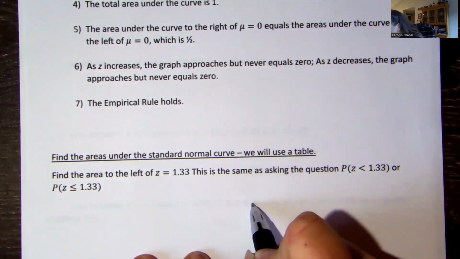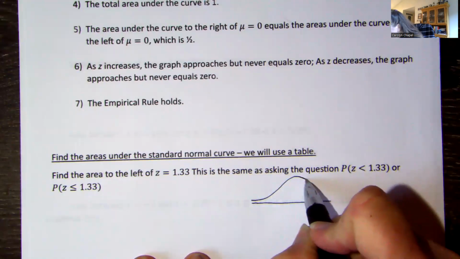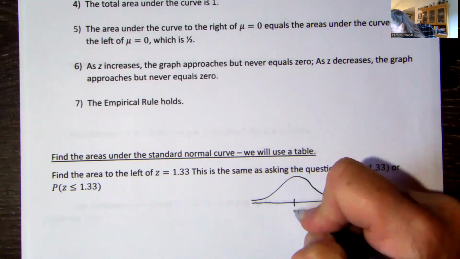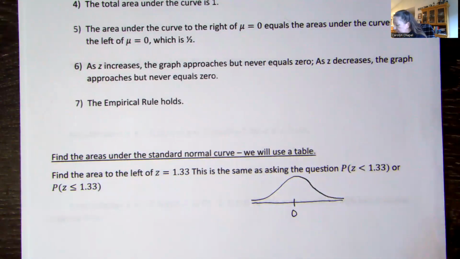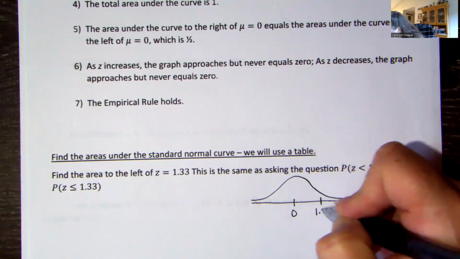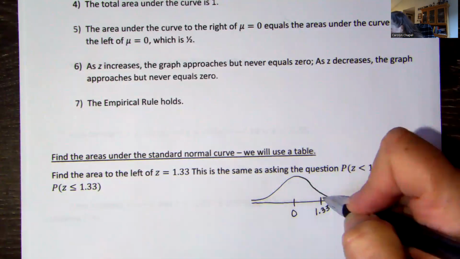I also like to draw pictures to kind of help me with these pieces. So again, we're dealing with the standard normal, which is centered at 0. 1.33 will be on this side of it. I don't spend a lot of time making sure I'm precisely at 1.33. For me, it is more about, am I above the mean or below the mean? And then we want to go to the left.